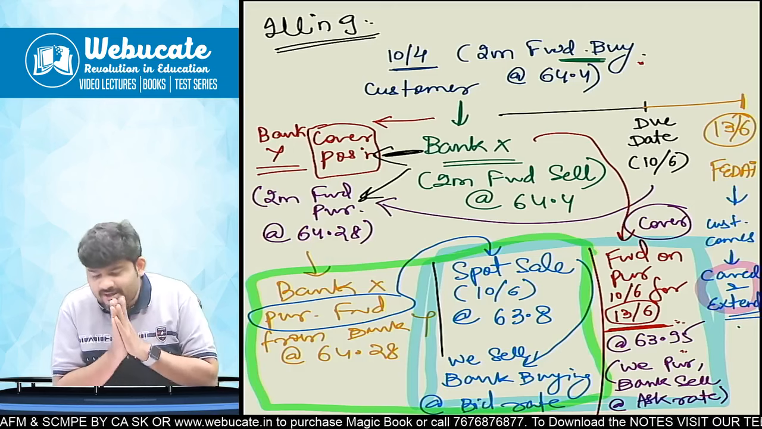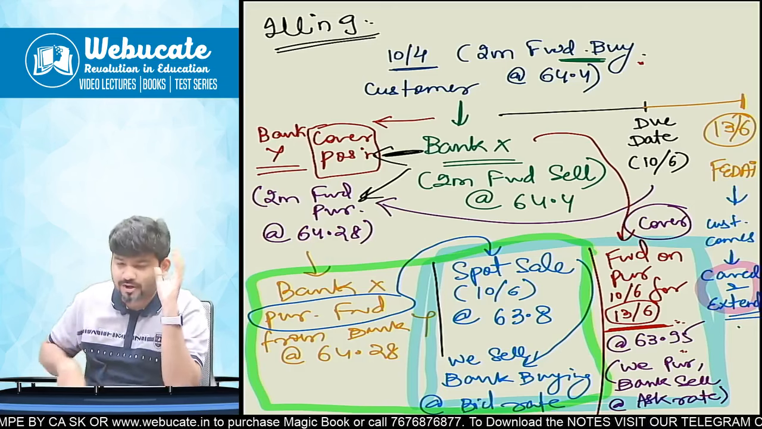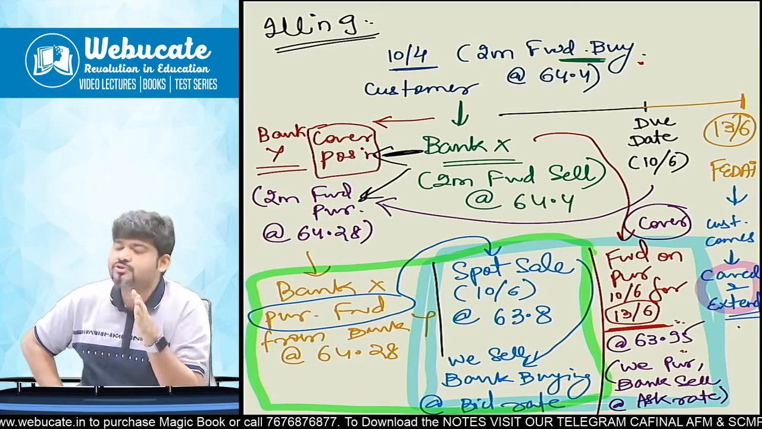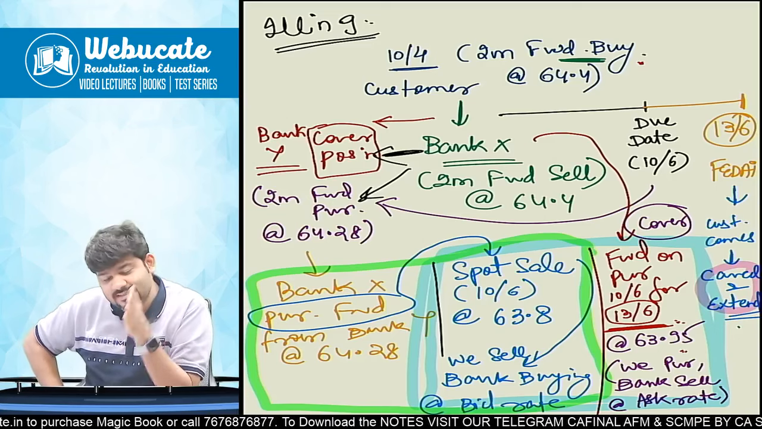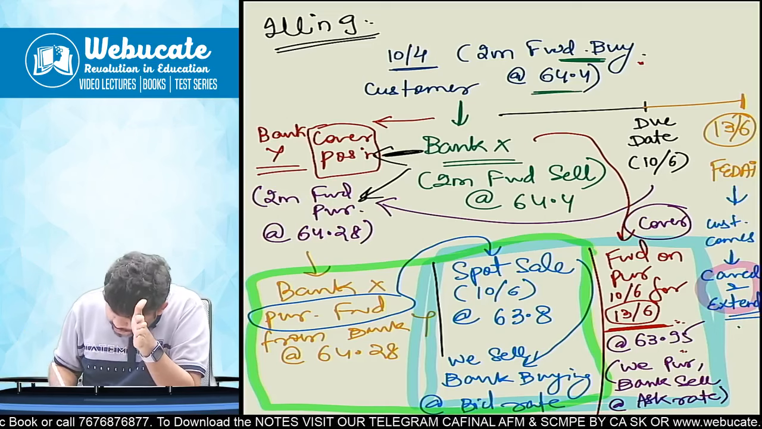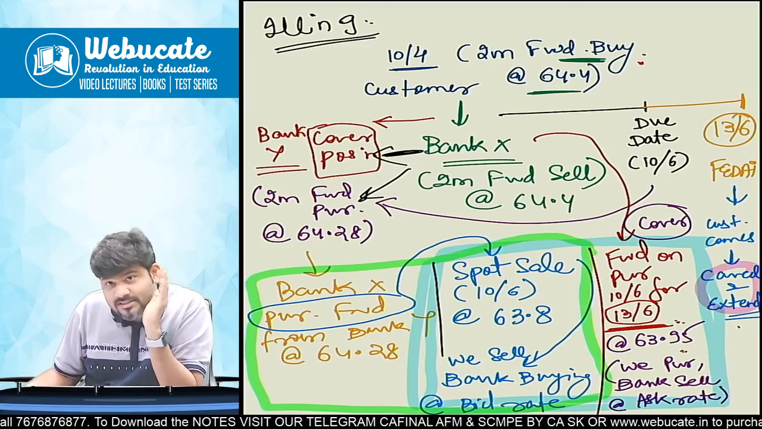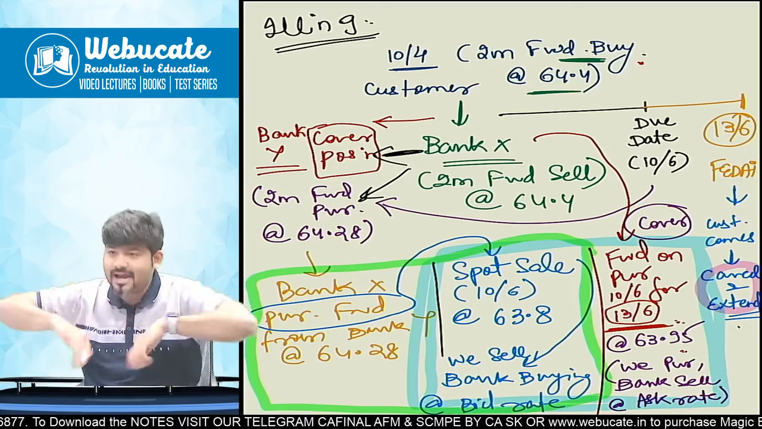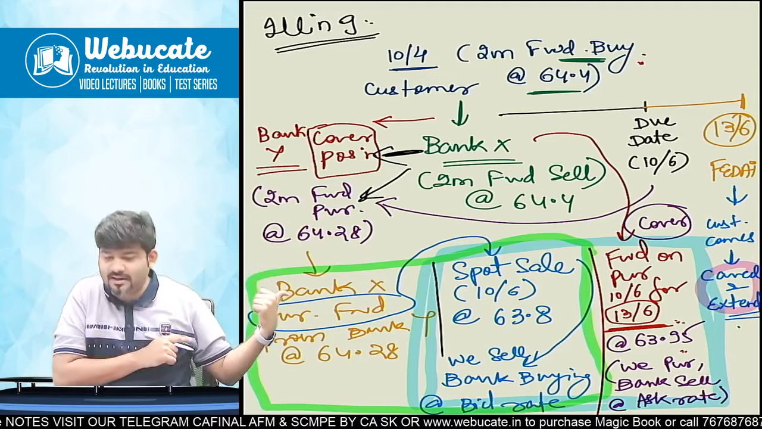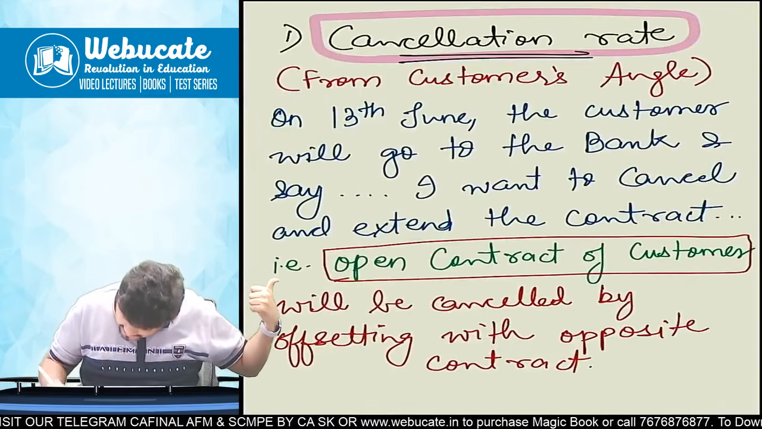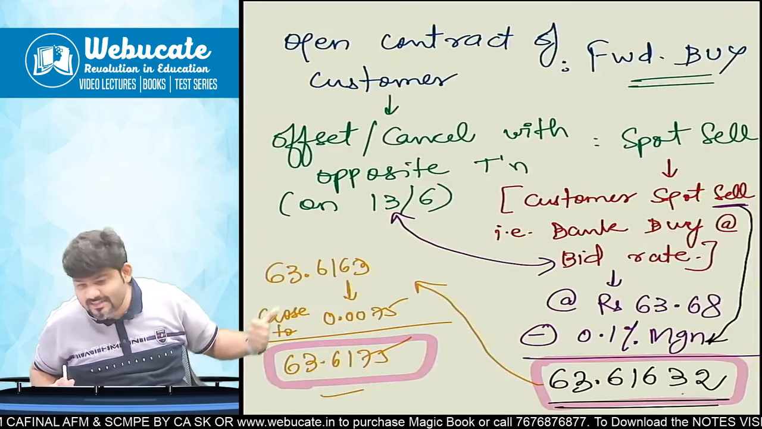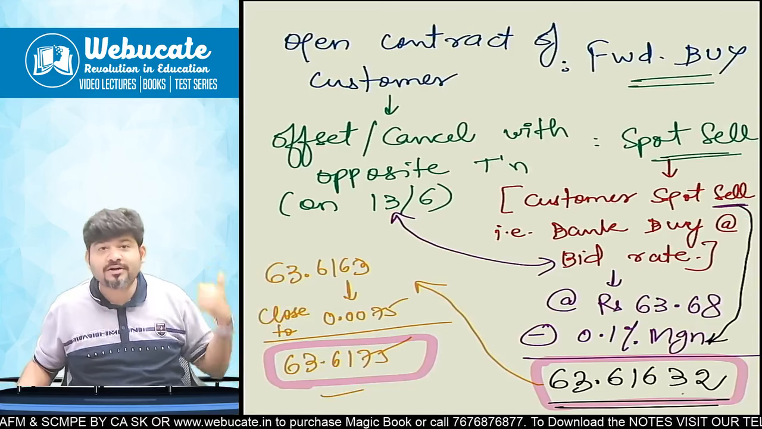Cover is taken. Now, as per FADA, he comes on 13th June. We will have to honor him. If he comes and tells honor, no. He says that I want extension. On 13th June, when he comes for extension, basically he is telling that on 13th June, I want to cancel the current contract. In case of cancellation of current contract, what do we do? You assume that the transaction has taken place. So, a 2 month forward buy was there. The customer will buy, he will have to buy, but he does not want it right now. He will have to spot sell. So that is where we started with our first thing, that the customer's open contract will be cancelled by offsetting with the opposite contract, and that is spot sell. Are you clear, everybody?